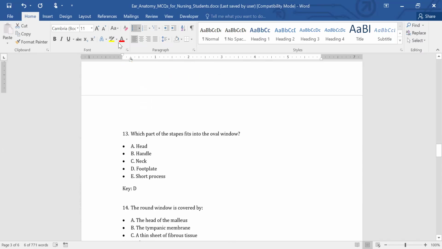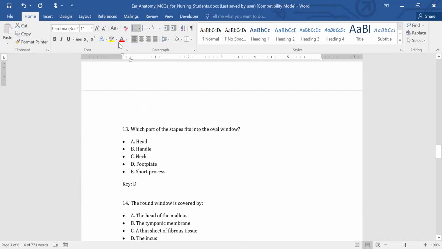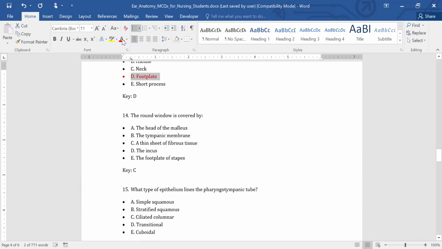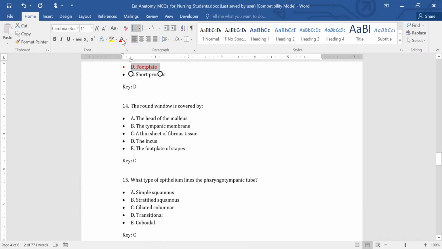Which part of the stapes fits into the oval window? It is the footplate. The round window is covered by a thin sheet of fibrous tissue.